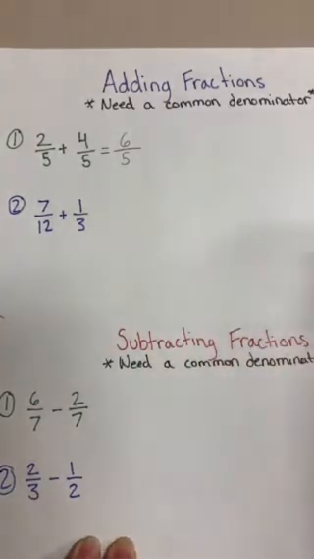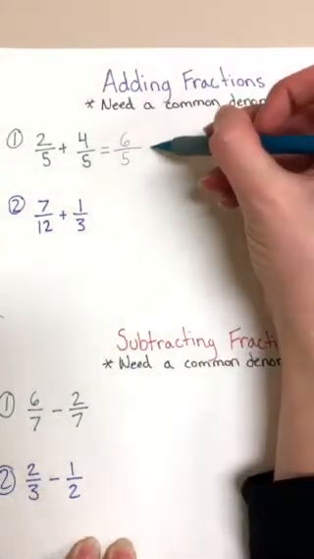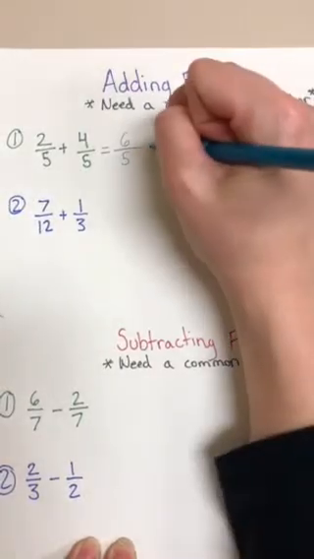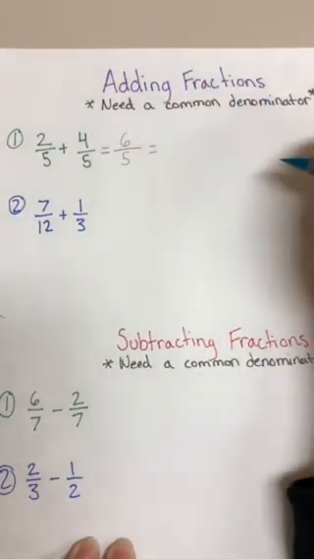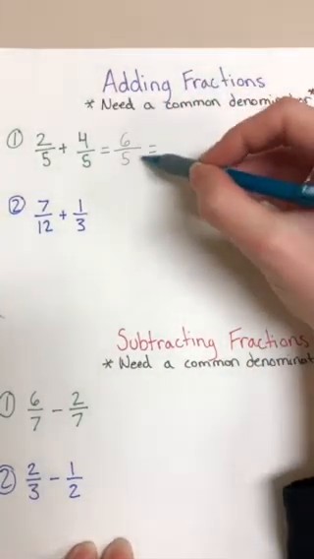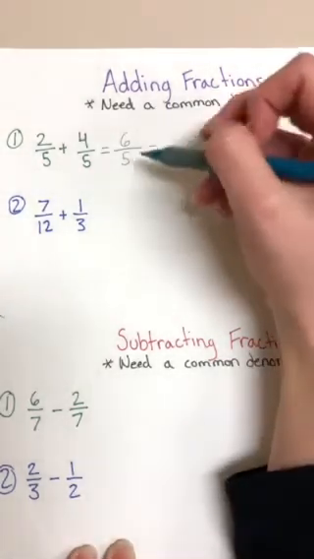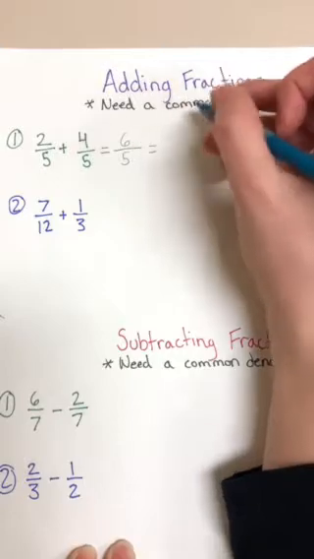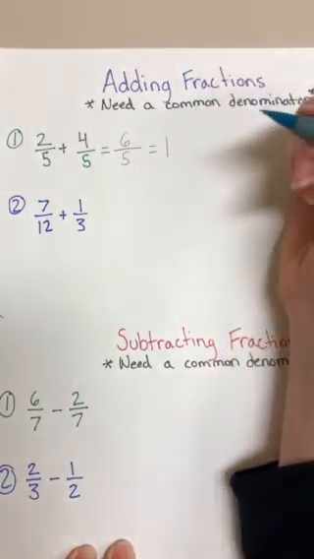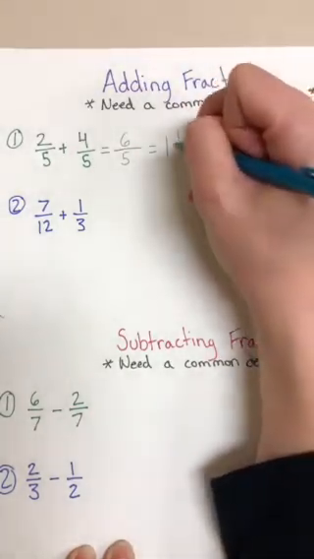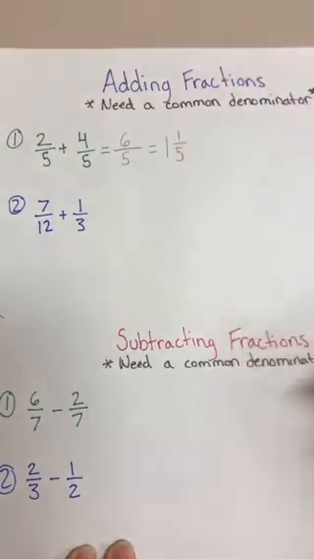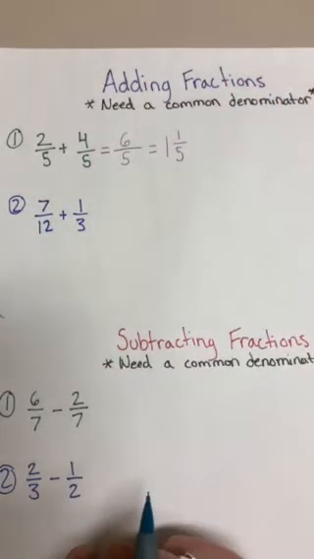Now that we've added them together, we have to look at our fraction and make sure that we do not leave it as an improper fraction. So if it is improper, like in this case, we have to change it to a mixed number. And if you remember, we're going to see how many times does 5 go into 6? It's once. How many is left over? It'd be 1/5. And that's how you begin by adding fractions.